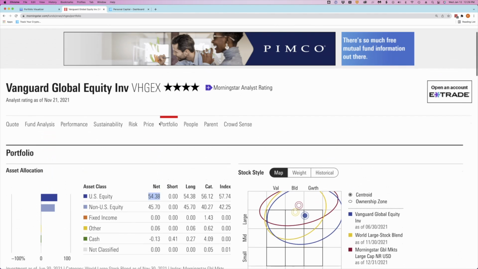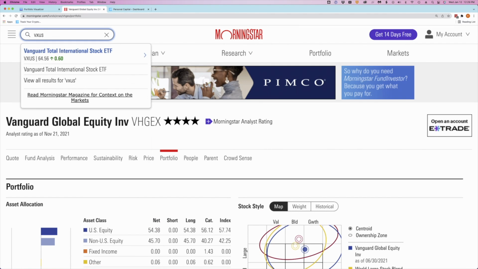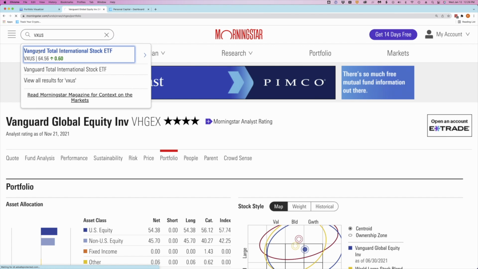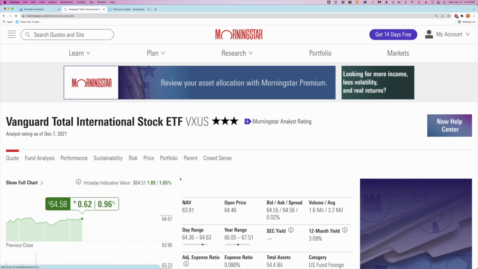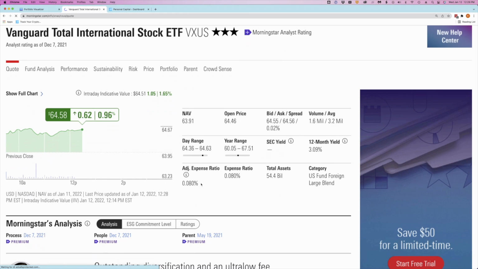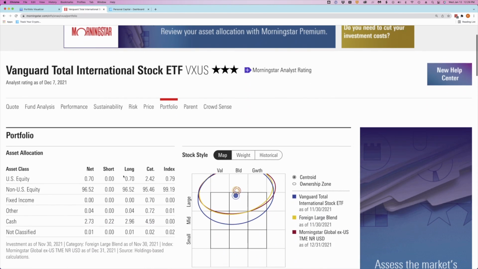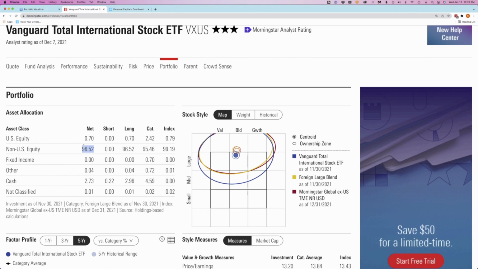Not really ideal. So one that I like for international exposure is just VXUS. Again, this is an ETF. There are mutual fund versions of this. This happens to be Vanguard. What do we do first? Look at the expense ratio, 8 basis points. Love it. We're good there. Go to the portfolio. Yep, it's almost all international. They do have some cash, but it's almost all international.